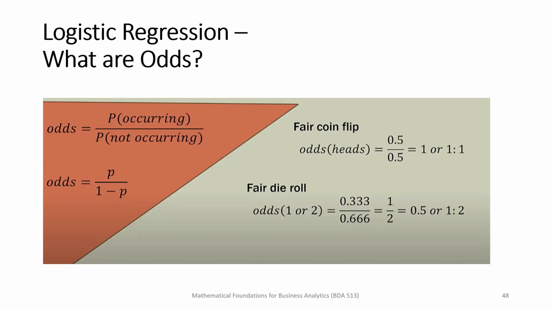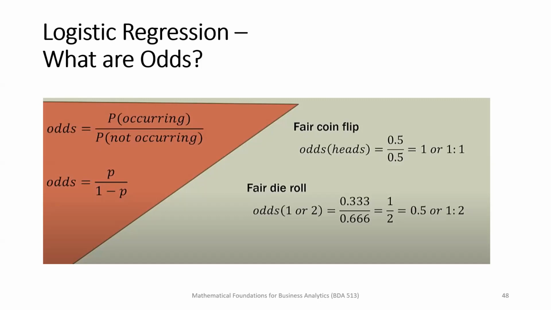Okay, so if you have a fair coin and you flip the coin, the probability of having heads is 1/2, isn't it? And that gives you 50%. Therefore, if you want to calculate the probability of not having heads, it is 1 minus 50%, which also gives you 50%. So here the odds is 1, or 1:1.